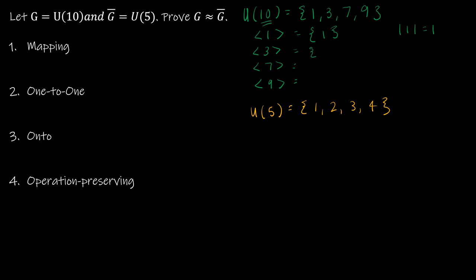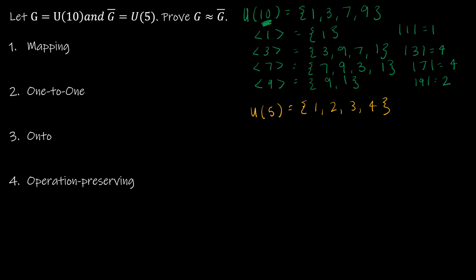If I look at 3, I get 3 and then 3 squared, which is 9, and then 3 to the third, which is 27. Again, mod 10 makes it 7, and then 81, which is 1. And that means the order of 3 is 4. And then I do the same with 7. I say 7 squared, which is 49, or 9. 7 to the third, which is 243, and then 2,401. And I end up with the order of 7 being 4 as well. And then for 9, I get 9, and then 81. And then I believe 729, but it goes back to 9. So the order of 9 is 2.